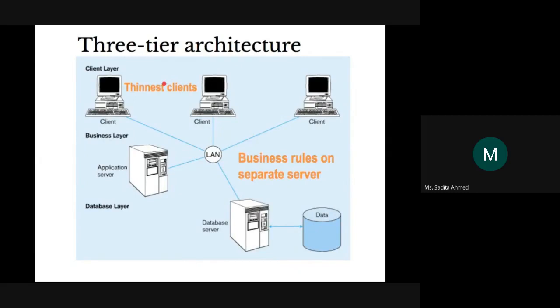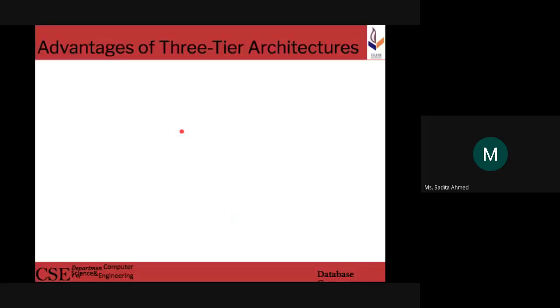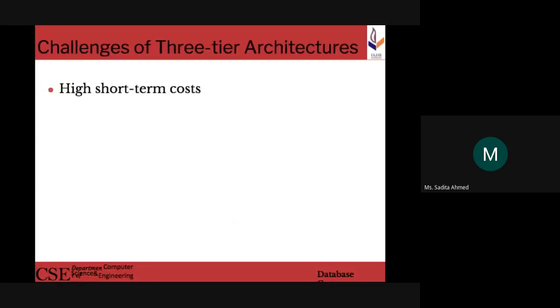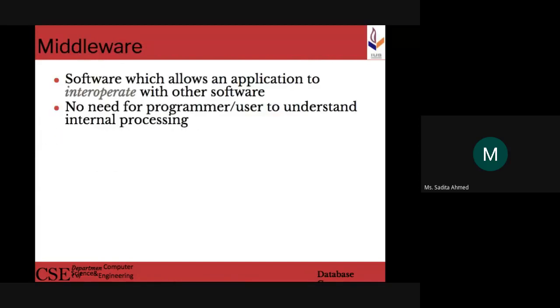Acha, this is all good and fine. I hope it's clear to you what is where. But who establishes these communications between the client, application server, and database server? In between there has to be something to establish all the routing and everything, how the application server will communicate with the database, how the application server will communicate with the client. For that, we have something called the middleware.